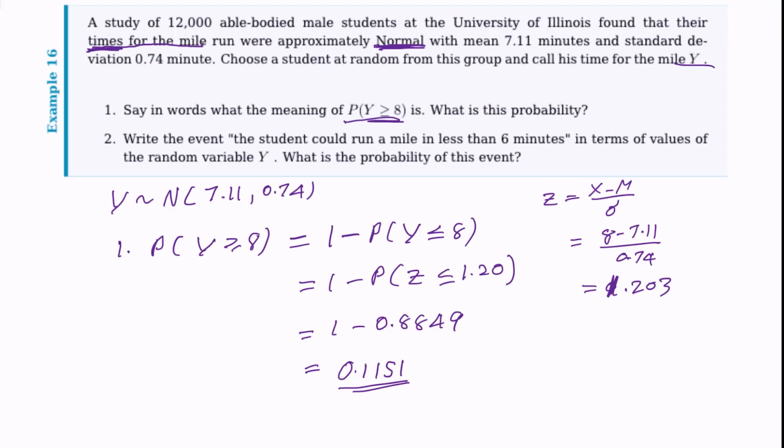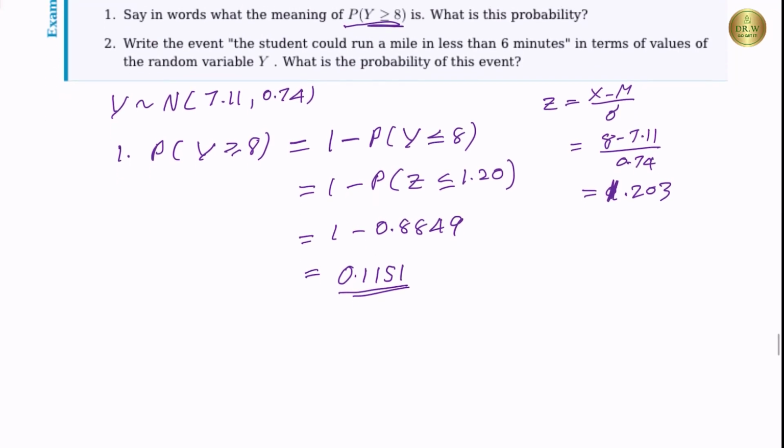Second one, write the event. The student could run a mile in less than 6 minutes. Okay, less than 6 minutes. So how do we write this? Y less than 6. Okay, then how do we find the probability? Y less than 6. You know we already have less than, therefore we can convert to the z value here.